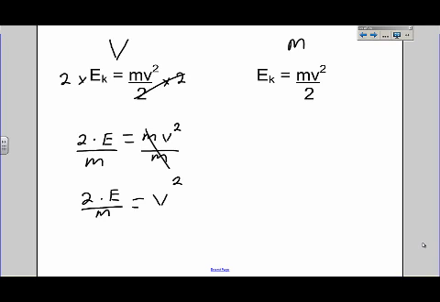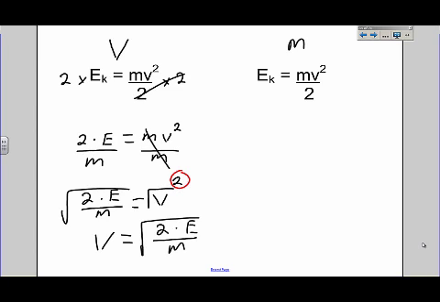Now the last thing we have to do is we have to get rid of this right here, our squared part. The opposite of squaring is square rooting. Okay, that's this symbol. It looks like that on your calculator. So to get rid of the 2 on the right, you're going to square root your speed. What we do to one side, we must do to the other.